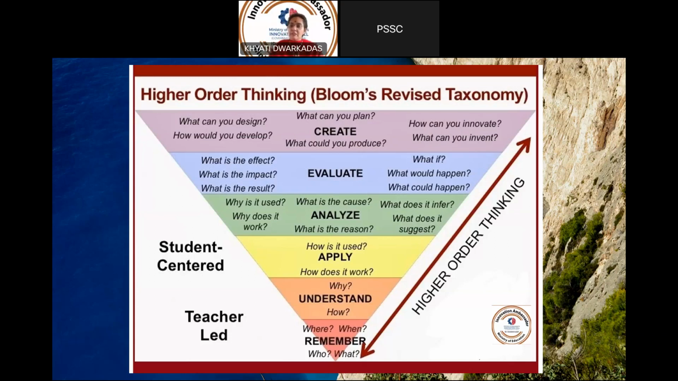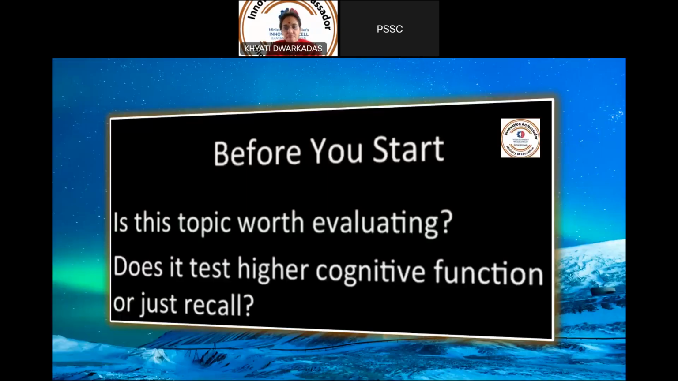So if you look at the question matrix or the Bloom's taxonomy, we have the lower order questions at the bottom, which are the remember and understand. We have the middle order questions of application in the middle. The analyze, the evaluate, and create are the higher order thinking questions. Now, anytime that you start making your questions, you have to keep in mind before you start, is this topic worth evaluating, and does it test higher cognitive function or just simply recall?